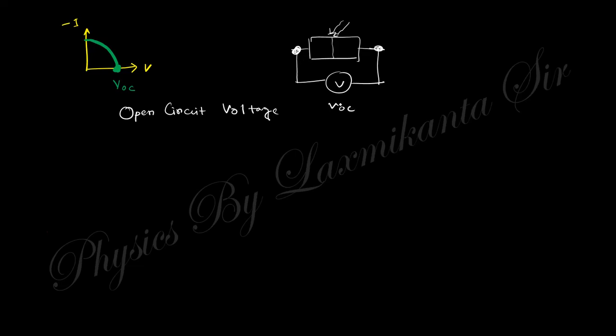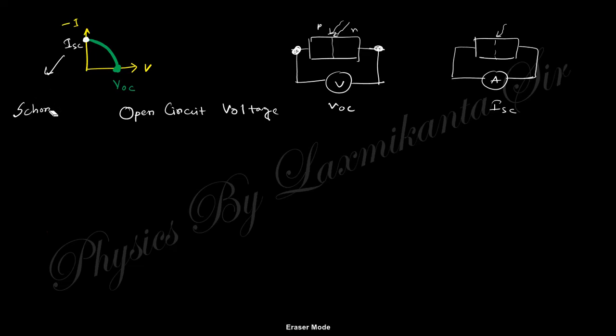And when the voltage is zero, this is ISC, that is light incident. If you short it out and calculate the current using this ammeter, this is called the ISC. ISC means short circuit current.